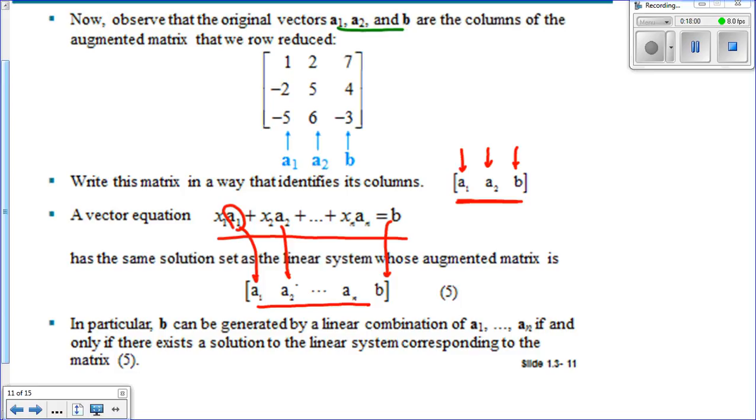Okay, so in particular, B can be generated as a linear combination of A1 up to AN if and only if there's a solution to the linear system that corresponds to this matrix. So we can solve to see if something's a linear combination by just solving a linear system given by a matrix.